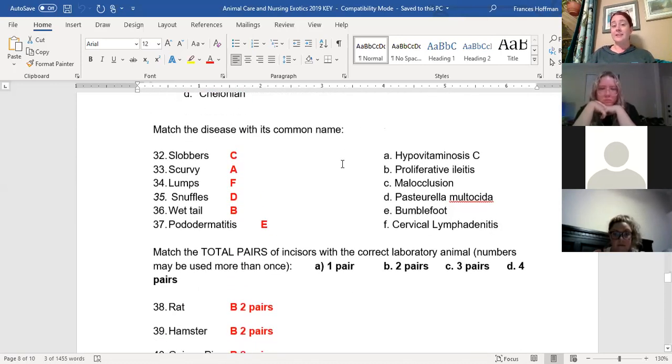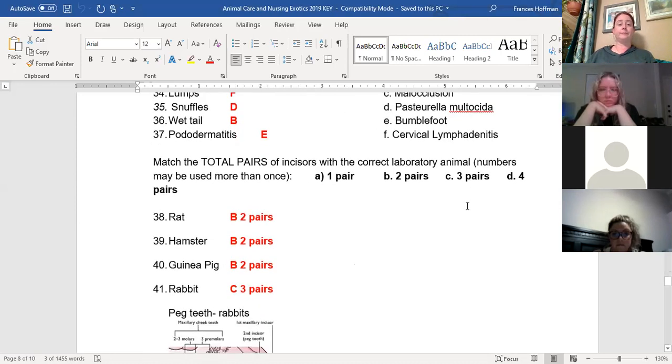Common diseases of our small mammals. Slobbers is going to be malocclusion. Scurvy is going to be hypovitaminosis C, hypo, low. Lumps is going to be cervical lymphadenitis. Snuffles is Pasteurella. Wet tail is proliferative ileitis. And pododermatitis is also called bumblefoot.